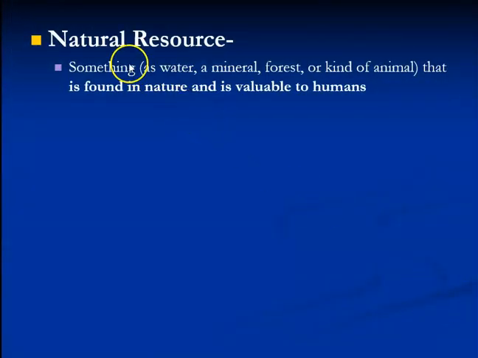Okay, some pretty interesting stuff. The next one is natural resources. Natural resources, something as water, a mineral, forest, or kind of animal that is found in nature and is valuable to humans. Pretty simple. Anything found in nature that is valuable to humans. If it isn't found in nature, like a bank is valuable to humans, but it's not found in nature. That's man-made. Things found in nature that are valuable to humans are called natural resources.